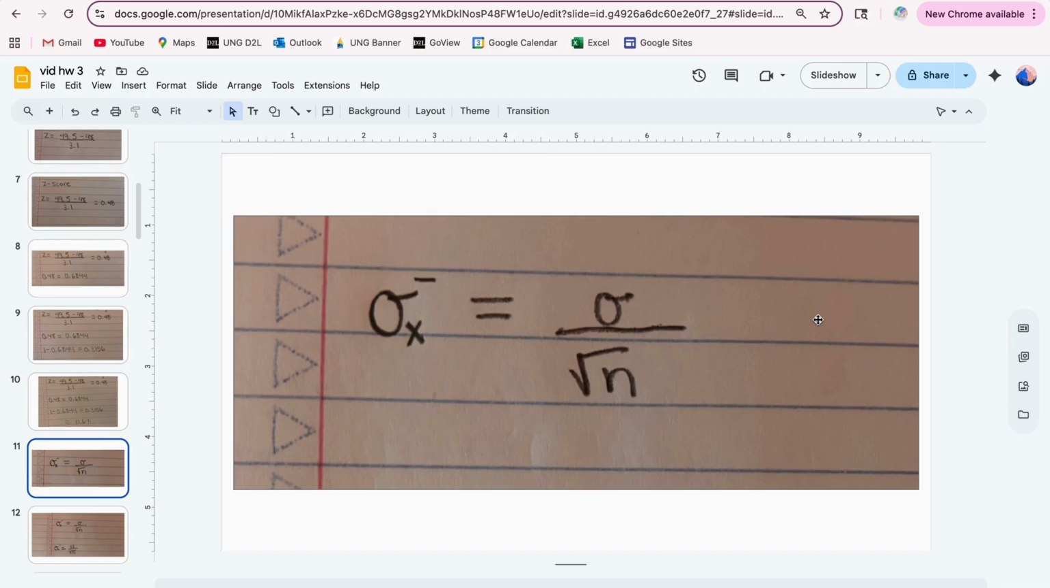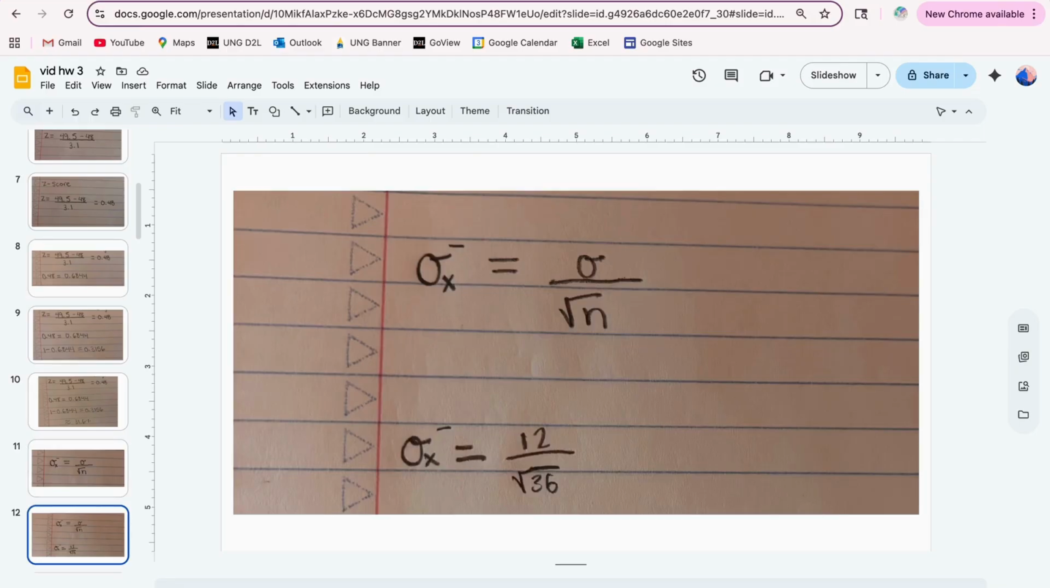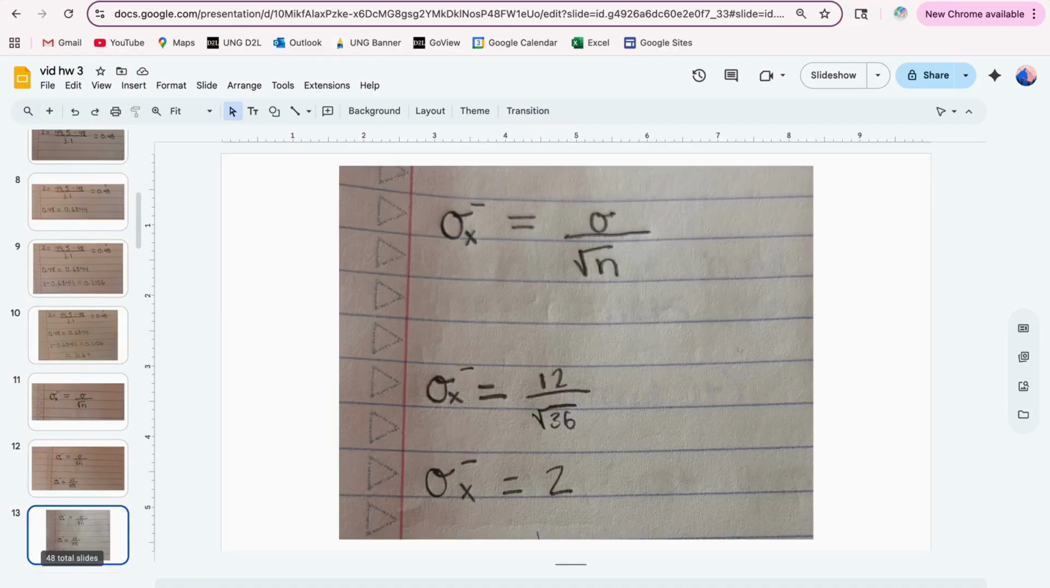For the standard deviation, which in this case is actually the standard error, we use the formula standard error equals standard deviation divided by square root of n. Here that means 12 divided by square root of 36, which equals 2, so the standard deviation is 2.